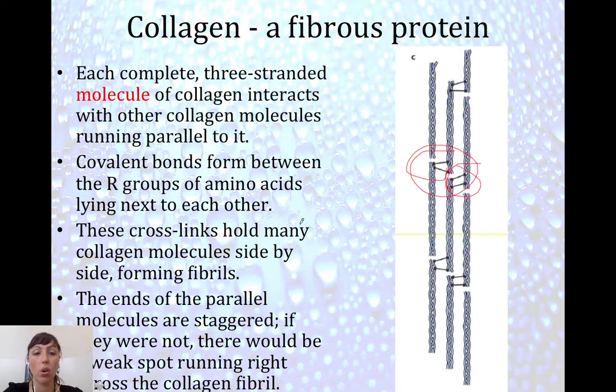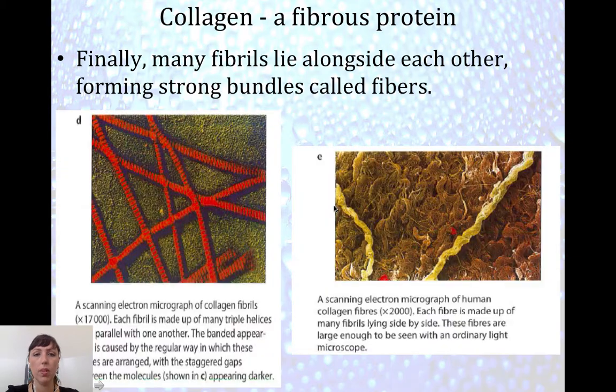These cross-links hold many collagen molecules side by side, which together form fibrils. And the ends of the parallel molecules are staggered. If they were not, there would be a weak spot running right across the collagen fibril. So finally, many fibrils lie alongside each other, forming strong bundles called fibers.